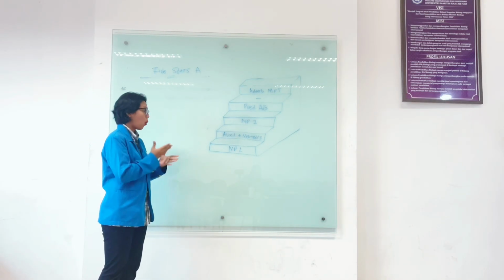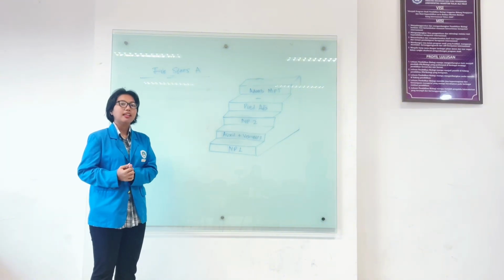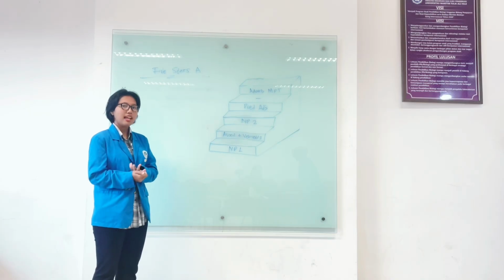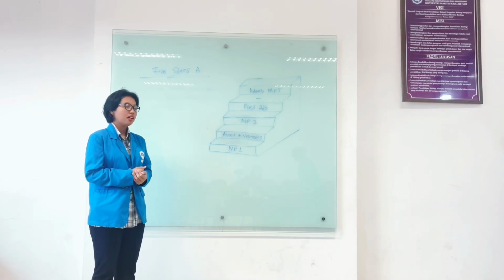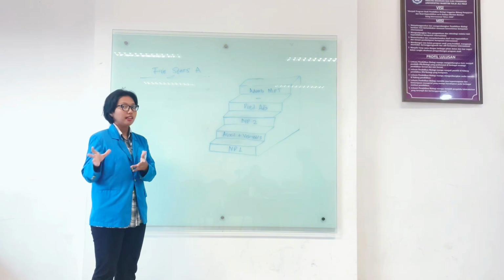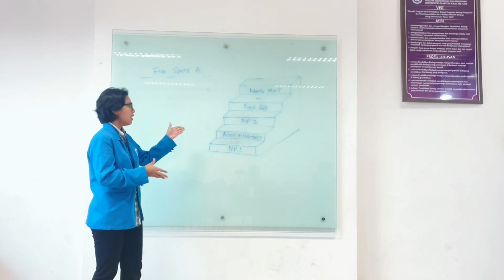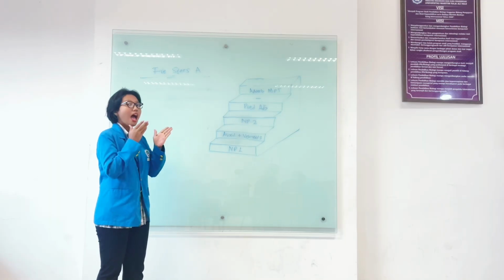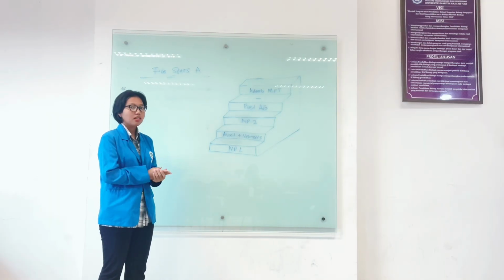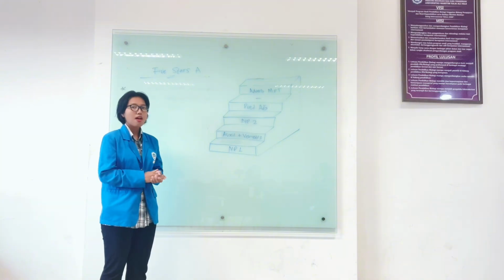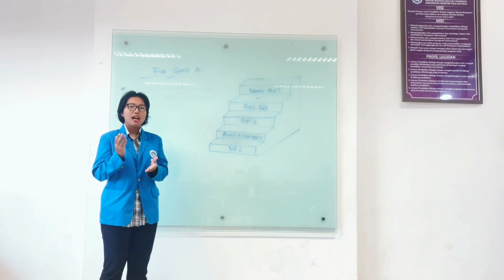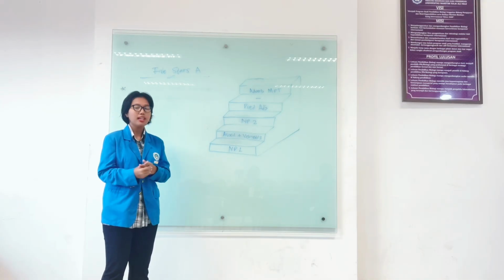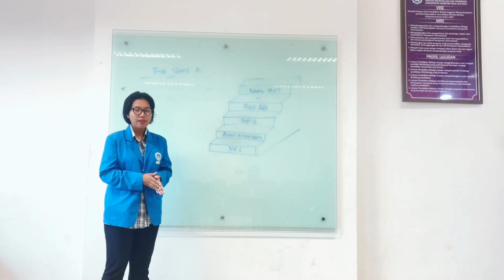NP1 is noun phrase 1, for example she, he, it, James, they, we, and other examples. And for the auxiliary plus verb ed or verb 3, we provide has or have. Has for singular nouns, have for plural nouns. And for verb 3 or verb ed, we can use irregular verbs and regular verbs.